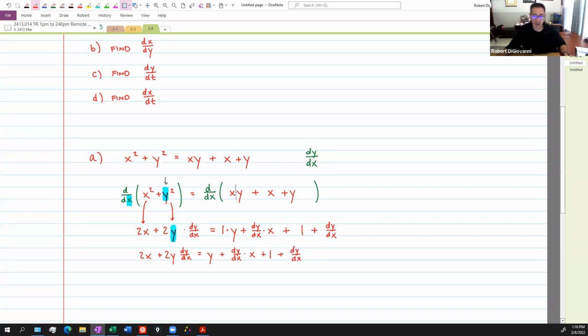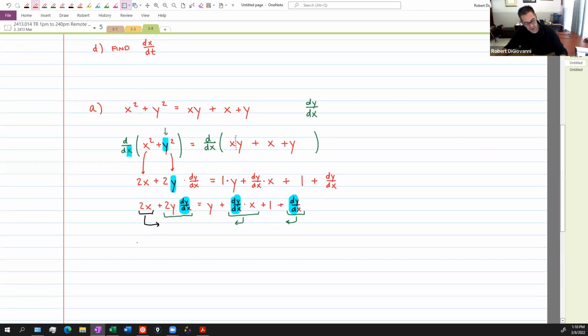So now that I've got the derivative, I need to solve for dy dx. So I need to get all the dy dx's on one side of the equation. So let's move everything to the left. This will stay on the left side. These two terms are attached with multiplication, so those two are going to have to move over to the other side. And this guy by itself needs to move over to the other side. On the other side of the equation, I have a 2x that needs to move to the right side. And that's the only thing that needs to move on the left side.